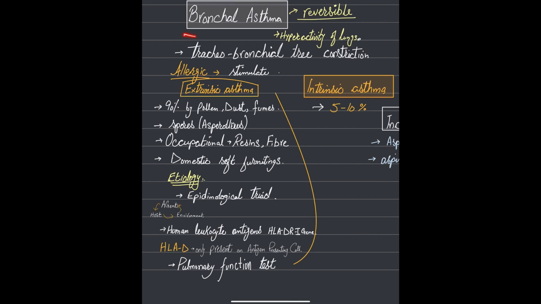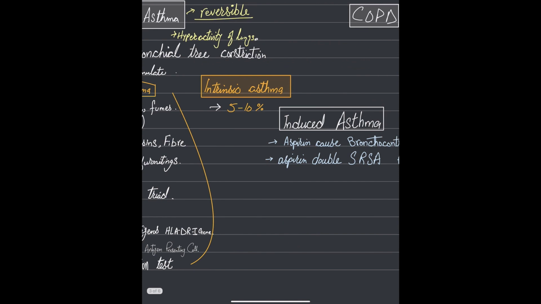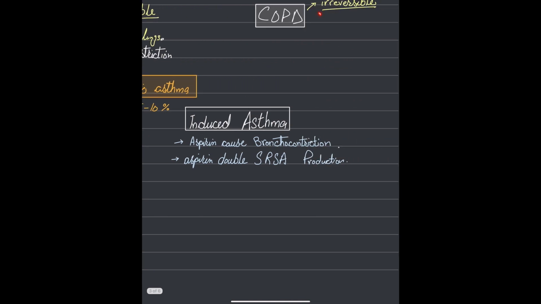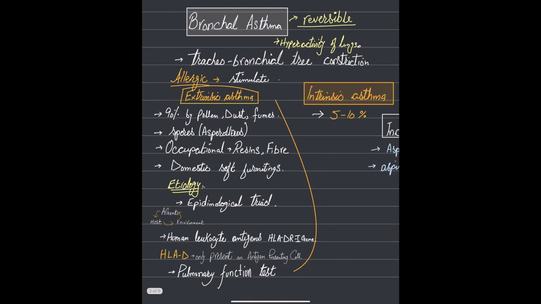Okay guys, today we are going to talk about bronchial asthma. So what is bronchial asthma? It's a tracheobronchial tree constriction. And one of the main things we have to understand is that it is reversible. On the other hand, COPD is irreversible. We're going to discuss COPD in the next video in full detail.